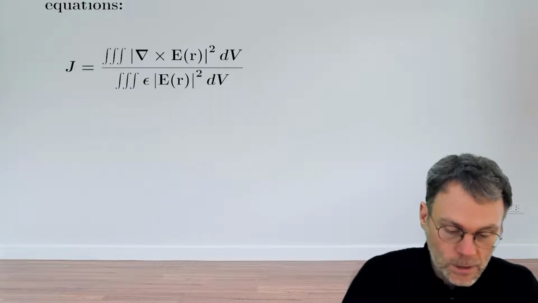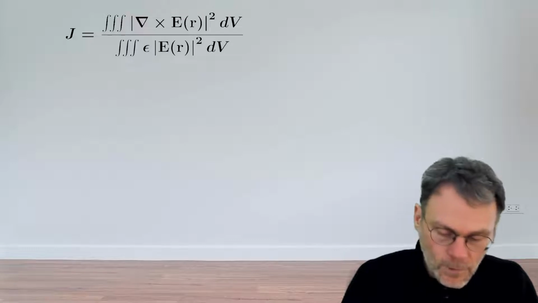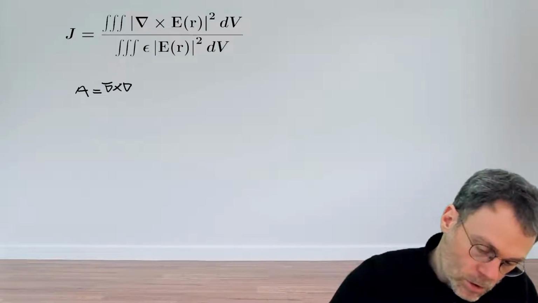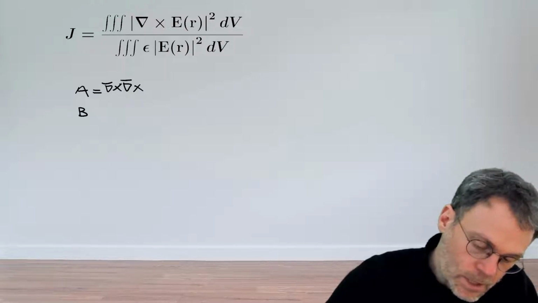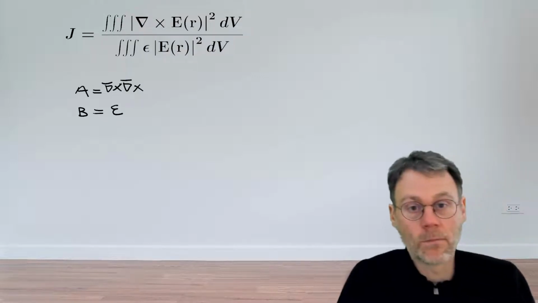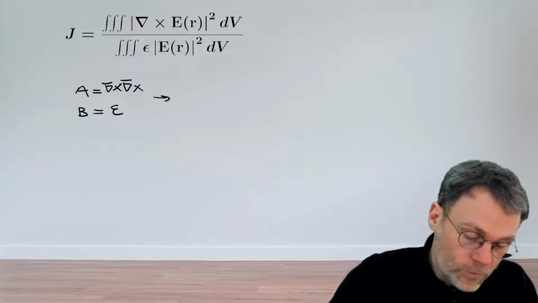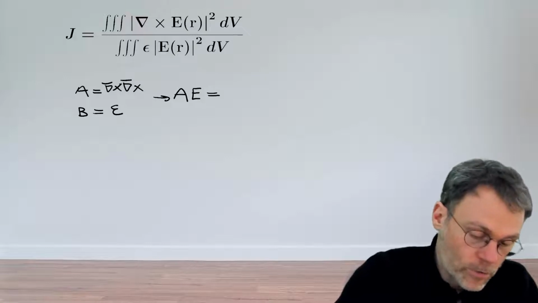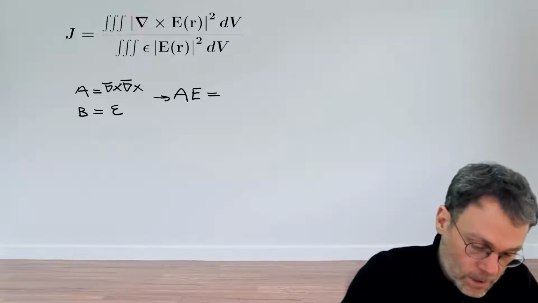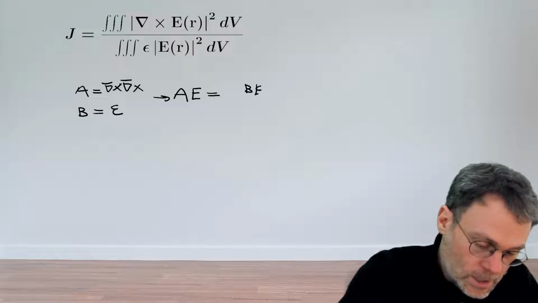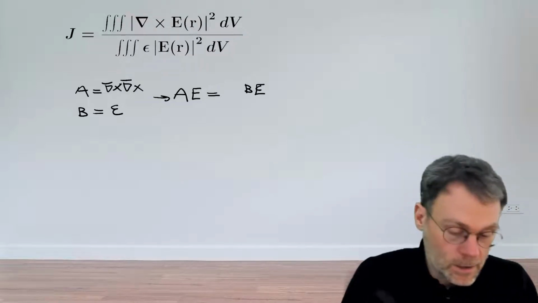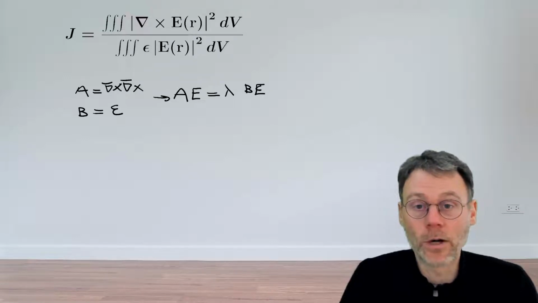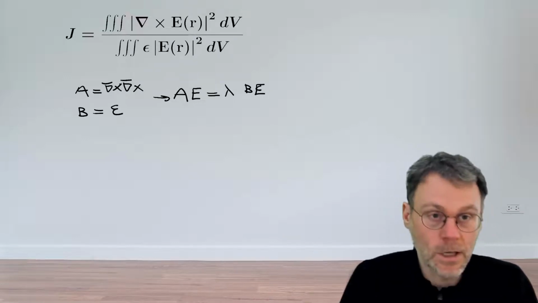Let's have a look again at the puzzle pieces that we have. So we had an operator A that was curl curl, and then we had an operator B, which was multiplication by the permittivity. And together they formed a generalized eigenvalue problem for the electric field, like so. So A operating upon E gives us back B operating upon E, but multiplied by an eigenvalue, which is lambda. In our case, lambda was omega squared mu, but that's not really relevant in this case.